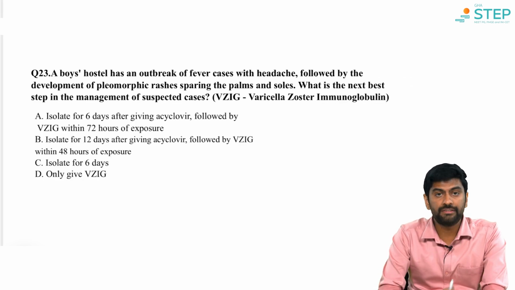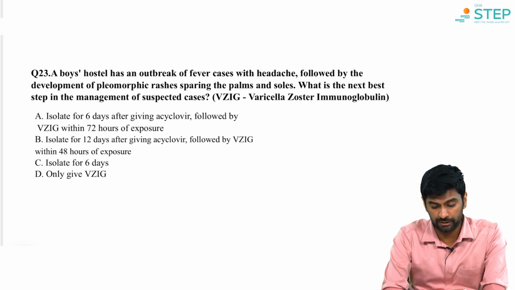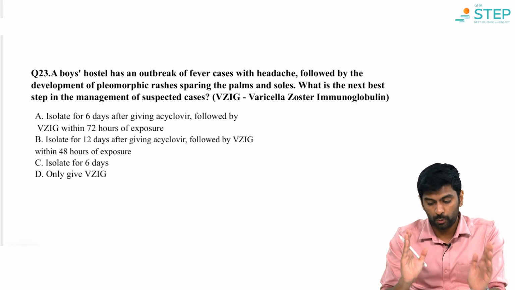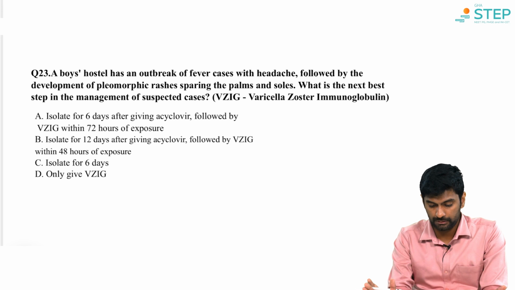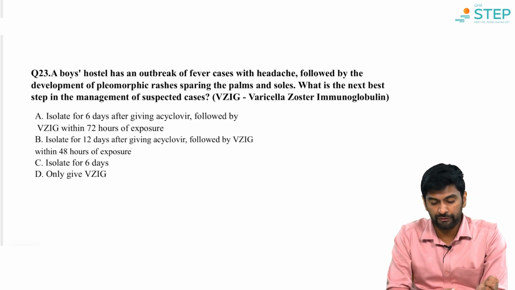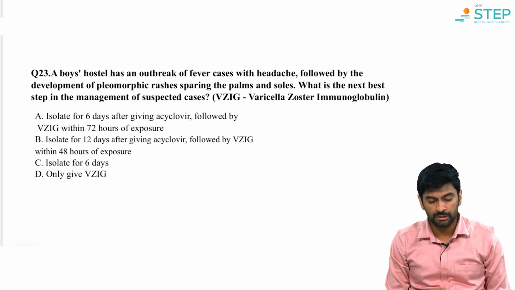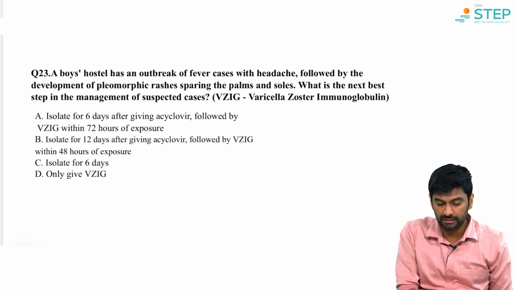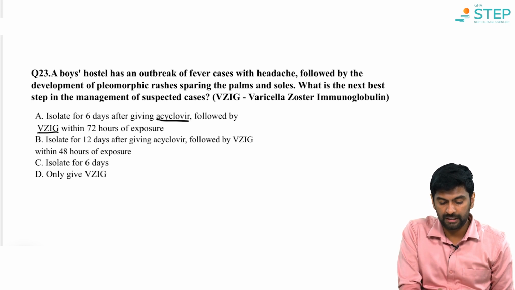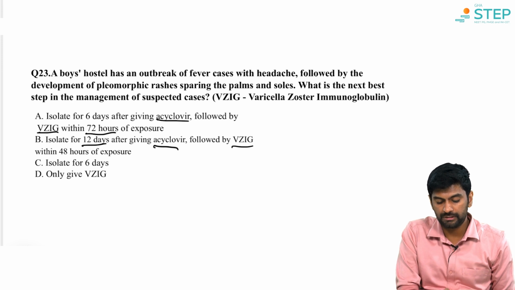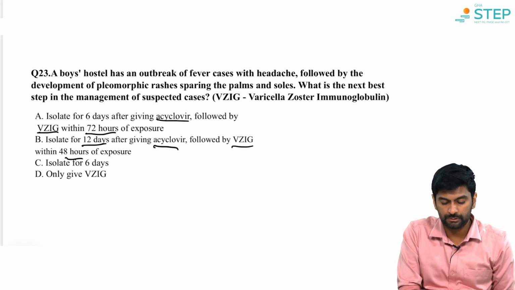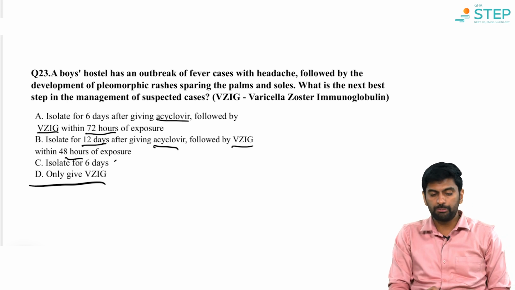Coming to question number 23. A boys' hostel has an outbreak of fever cases with headache followed by the development of pleomorphic rashes sparing the palms and soles. What is the next best step in the management of suspected cases? So this looks like a case of varicella, chickenpox. So option A would be isolate for 6 days after giving acyclovir, followed by VZIG within 3 days. Isolate for 12 days after giving acyclovir, followed by VZIG within 48 hours. Third would be to just isolate them for 6 days or to only give varicella zoster immunoglobulin.